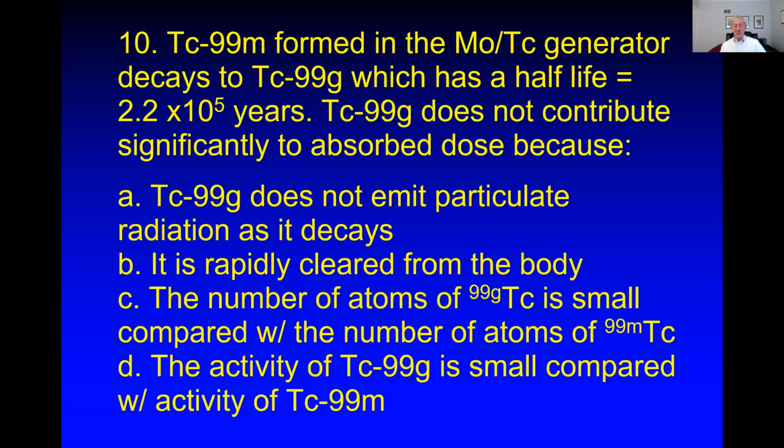Let's go down the list. This says the technetium ground state does not emit particulate radiation. That's totally false. It's a beta minus emitter. It's rapidly cleared from the body. That's a totally invalid statement for so many reasons, one of which is that until you know what the chemical form is, you don't know whether it's going to clear or stay there forever. So choice D is the correct answer.